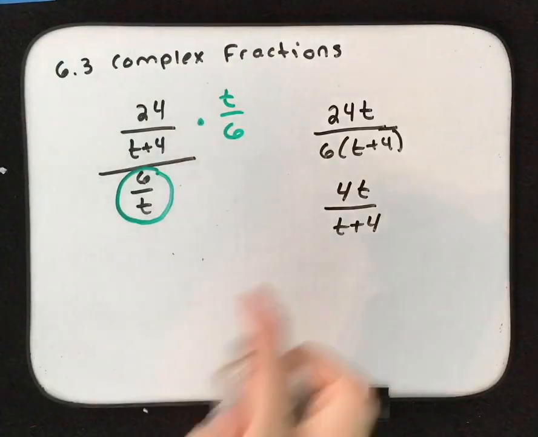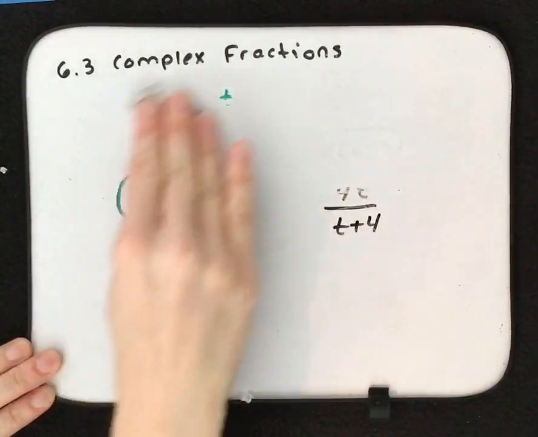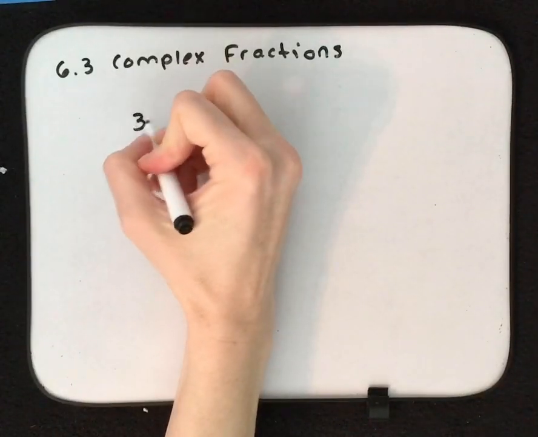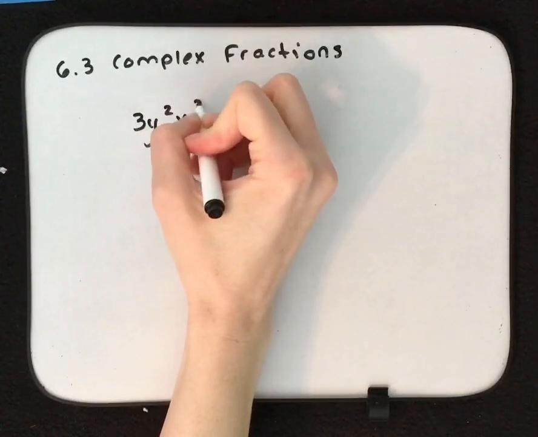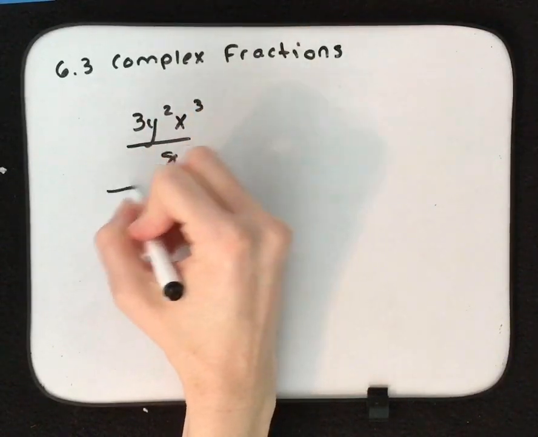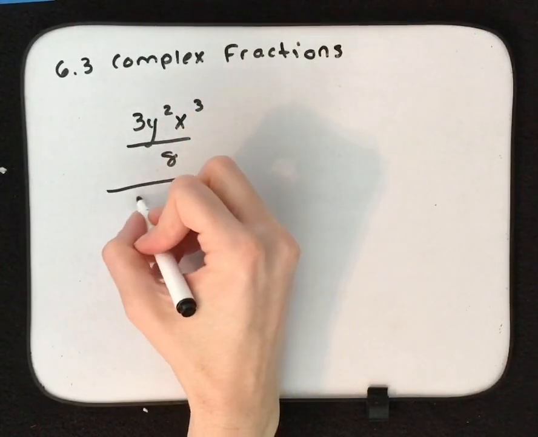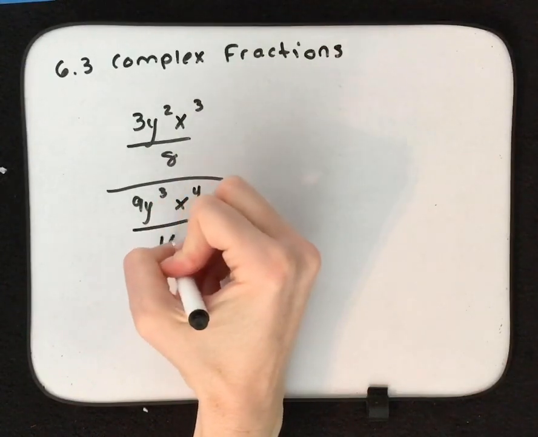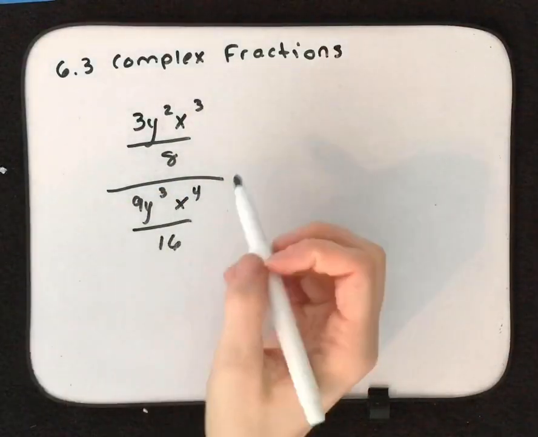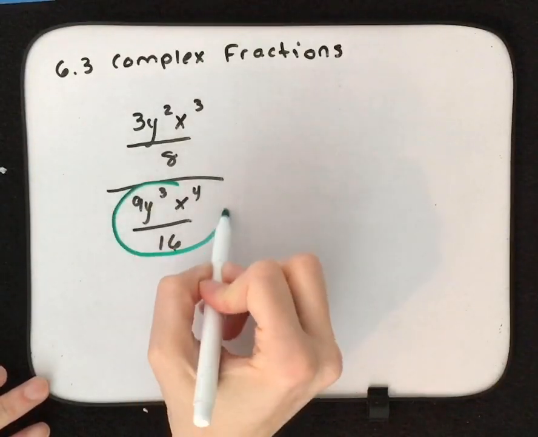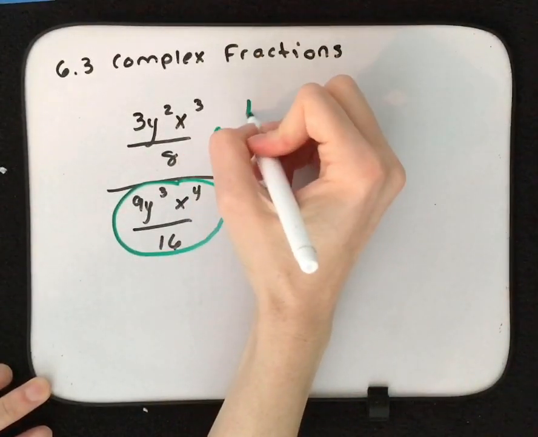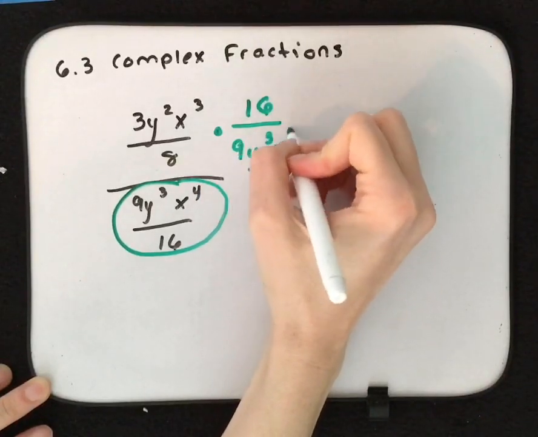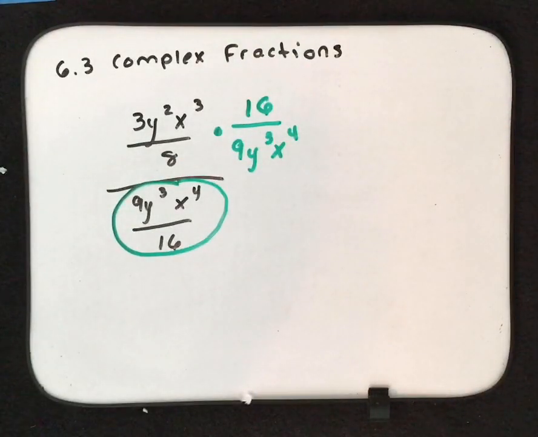Let's try again. Three y squared x cubed over 8, all over 9y cubed x to the 4th over 16. So you take the one that you're dividing by and you flip and multiply. There's no addition or subtraction, so we're okay.